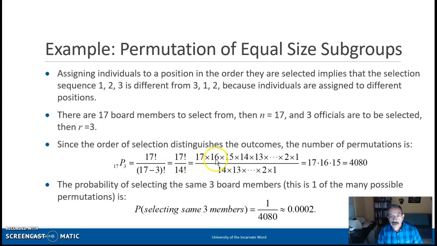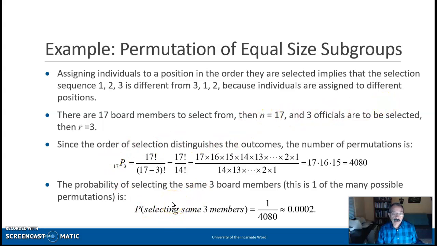If you expand these factorials, you will see that the numerator will be 17 times 16 times 15 times 14 times 13, all the way to 1. If you expand the factorial in the denominator, with 14 times 13 times 12, and so on, all the way to 1, you can see that this 14 cancels with that, this 13 cancels with that, and all these numbers cancel each other. So what you have at the end is just 17 times 16 times 15. If you multiply those, you get a total of 4,080 permutations.